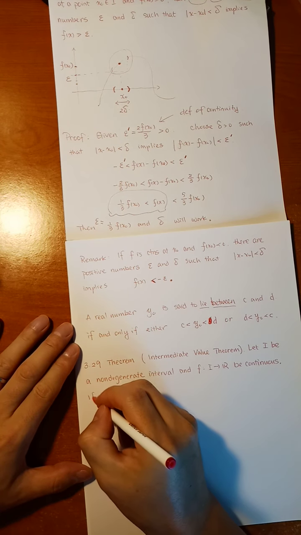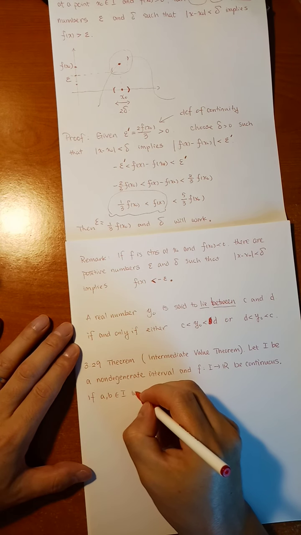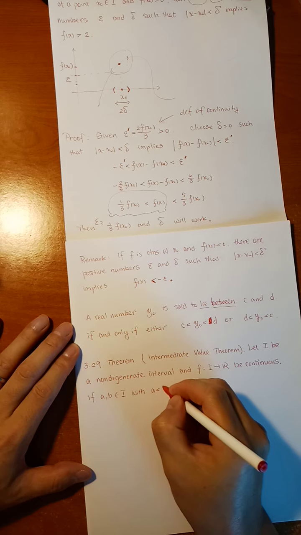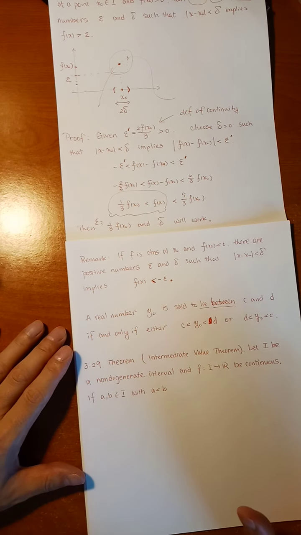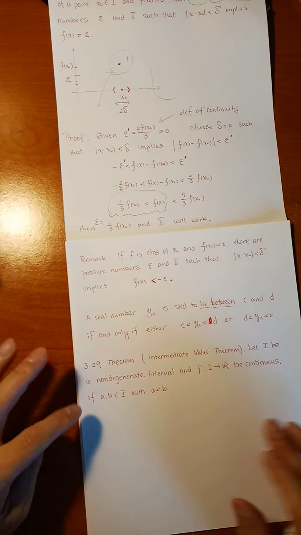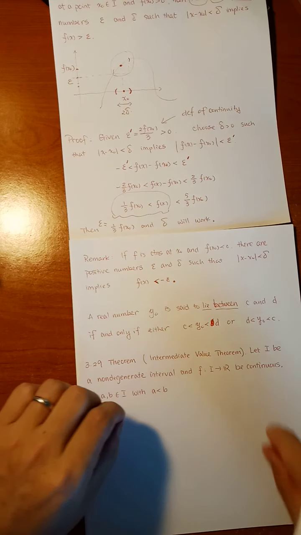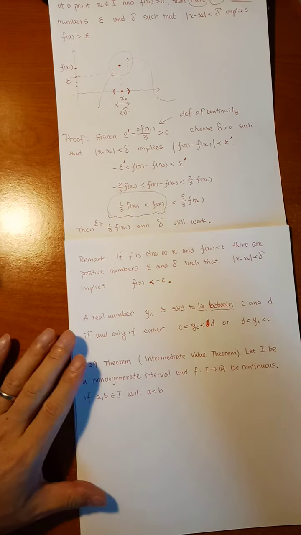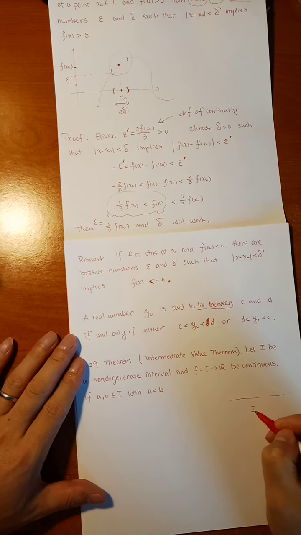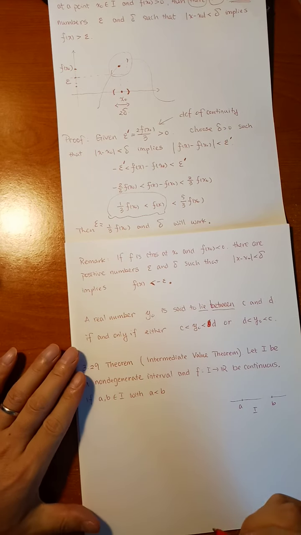If a, b are in I with a less than b. So you have an interval, it could be closed or open. Here we don't require it to be open or closed. And you pick two points and you specifically require a is less than b. So you can construct a small interval. This is I. Here's a, here's b. Because I don't know whether it's closed or not, I just draw it. I don't mention it, but you have a and b with this relation.